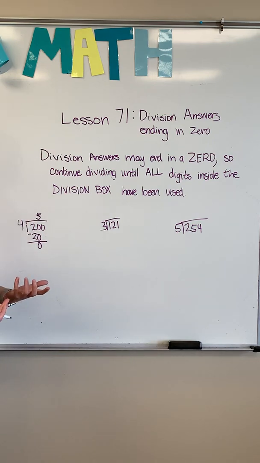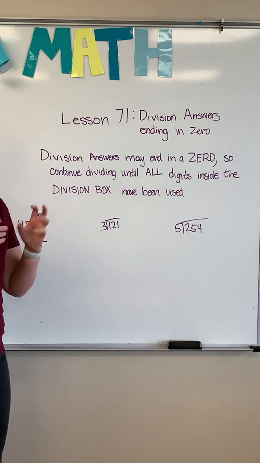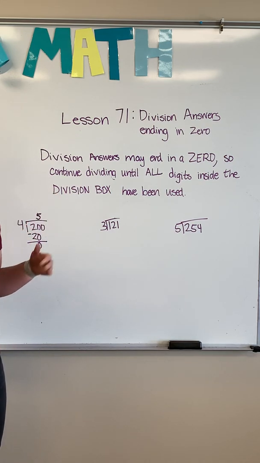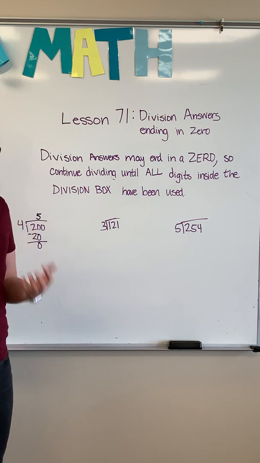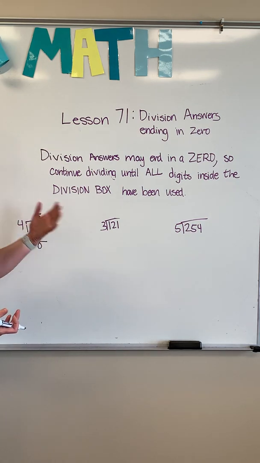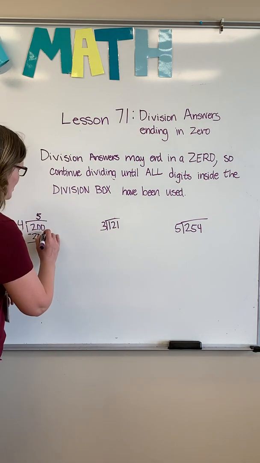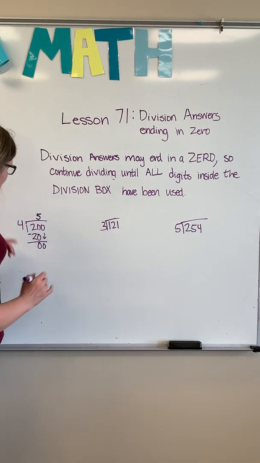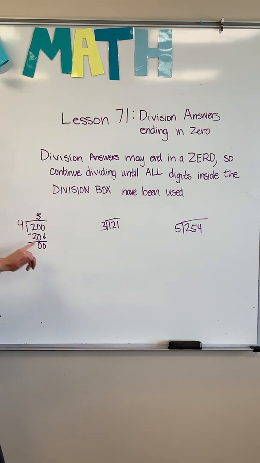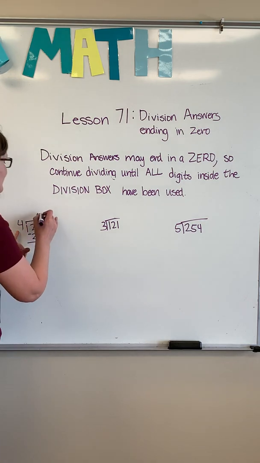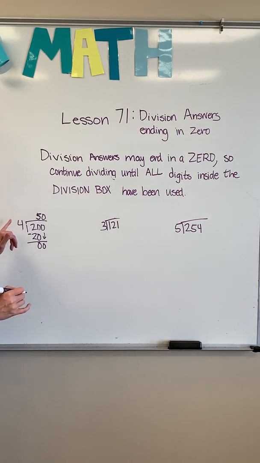The tendency of some of my students is to stop right here. But let's think about this. 5 groups of 4, if we were to put that in, that would only be 20 pennies. We're wanting to work with 200 pennies. We need to use all of our digits in our division box. So I pull my 0 down and I say 4 into 0 can be divided how many times? 0. And there we have it.